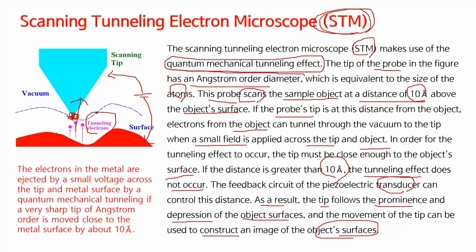So the electrons in the metal, so we have to use metal surface, otherwise the tunneling electron will not come out. So the electrons in the metal are ejected by a small voltage across the tip and the metal surface by quantum mechanical tunneling if a very sharp tip of angstrom order is moved close to the metal surface by about 10 angstrom.